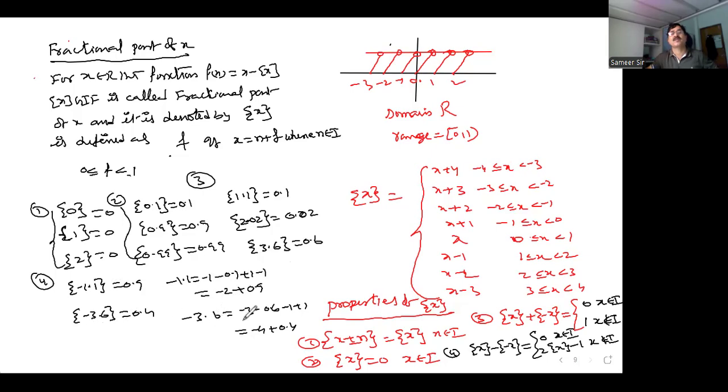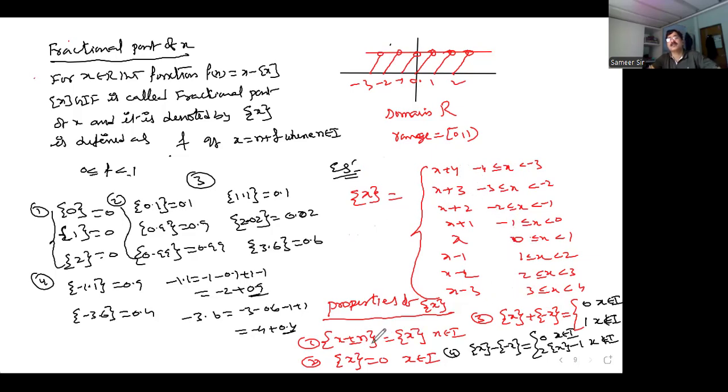Minus 3.6. What is that? Even though it is minus 3, minus 0.6 is there, I added 1 and subtracted 1 only. So the answer is 0.4 here. Here it is 0.9 here. This is very clear. And I have taken one example here. What is that? x plus 4. When you will get, you will get what? This. Okay, for this all values I wrote here, clearly I wrote one by one, right?